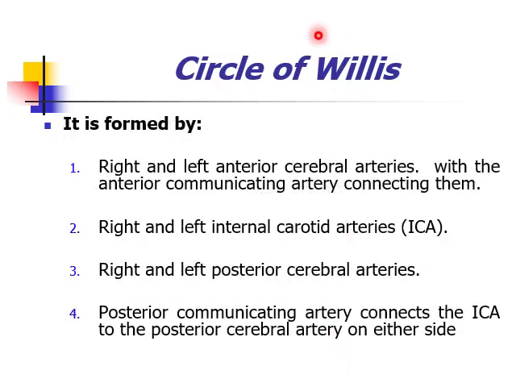The circle of Willis is formed by the following structures: the right and left anterior cerebral arteries, and the right and left internal carotid arteries. Between the anterior cerebral arteries, we've got the anterior communicating artery. This is part of the circle of Willis. We have the right and left posterior cerebral arteries, and the right and left posterior communicating arteries coming from the internal carotid on both sides to join the posterior cerebral artery.